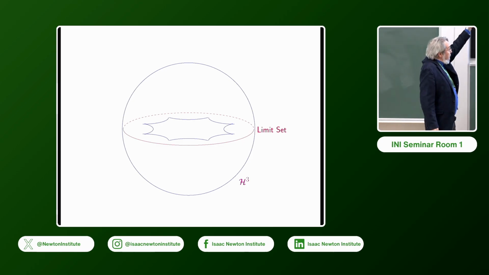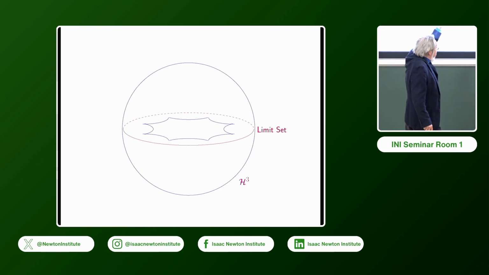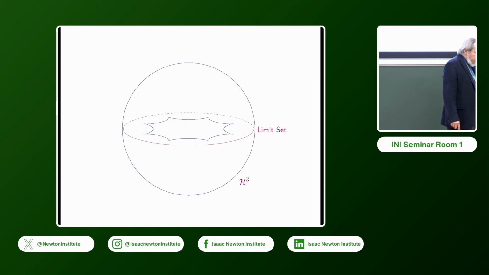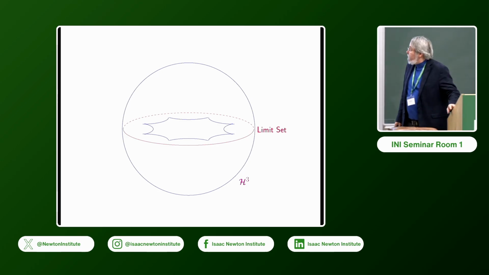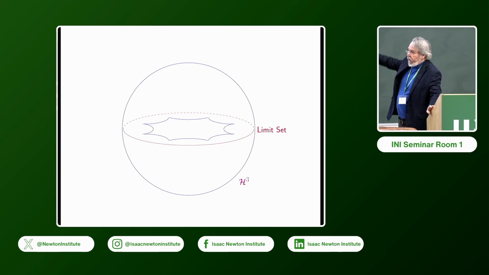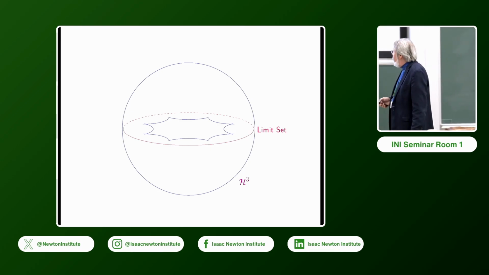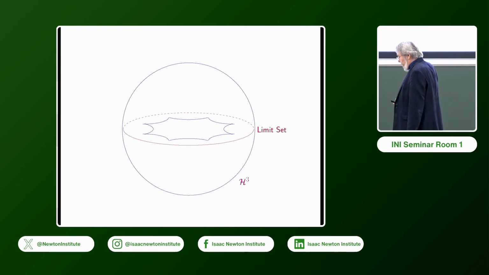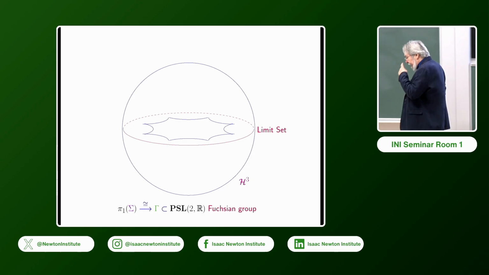A point is on the limit set if you take some interior point in hyperbolic space, take its orbit, and look at the closure points of the orbit, and those can't be inside hyperbolic 3 space. They're all on the boundary. Every point on that circle belongs to the closure of any orbit of a point inside. So that's why it's called the limit set. These are the limit points of any orbit of an interior point.